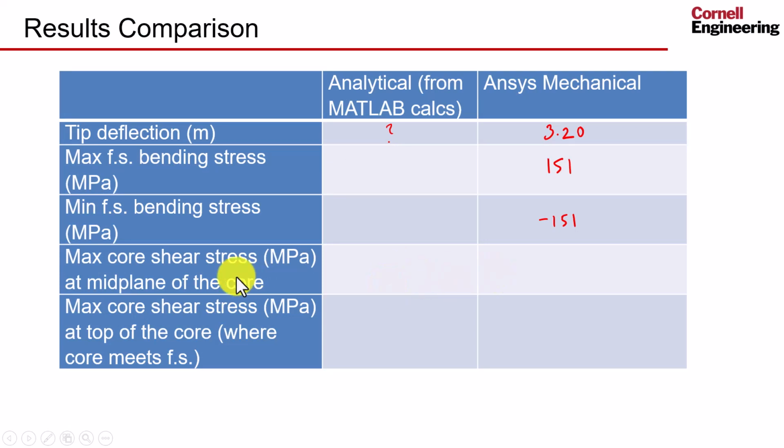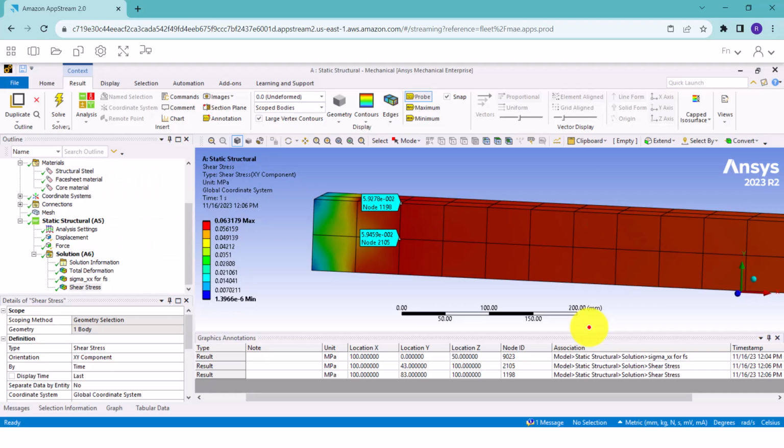So I can come back here and say the maximum core shear stress at midplane is 0.06, much lower than the face sheet bending stress, and in the middle it's 0.06. So it's essentially these two values. We are ignoring the edge effects, and then as you move away from the edge, the shear stress will keep decreasing.